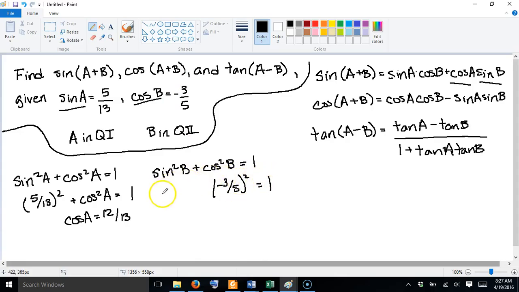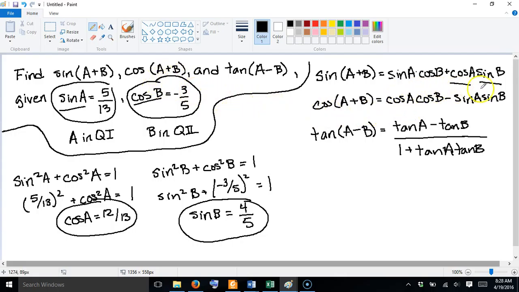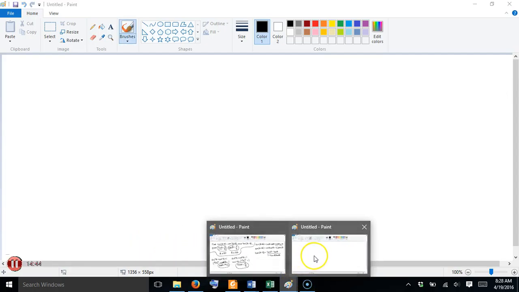Square it, subtract it from 1 and take the square root of it, and you get sine of B is equal to 4/5. Now what we're going to do is take these 4 values that we are given and that we just found and plug them in here appropriately and solve for each one of these values. Okay, I'm going to do that on another page. Let me open it up. There we go.